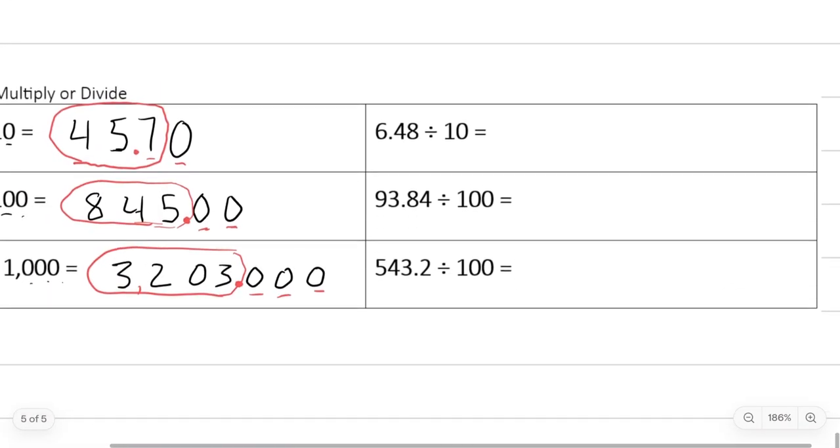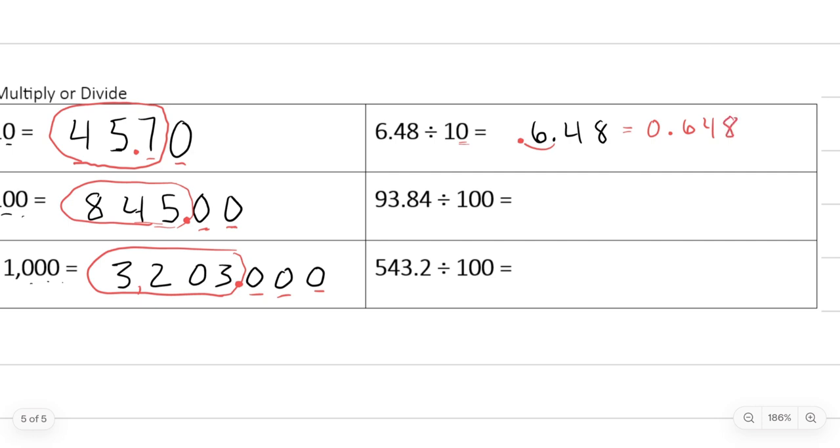Okay, let's keep going with this one. Do 3 more examples. Copy my number. Okay. I have a 0 there because I'm dividing by 10. That means I'm going to move my decimal place one time only. And this is where my new decimal goes. All right, so then my answer is 0 and 648 thousandths.